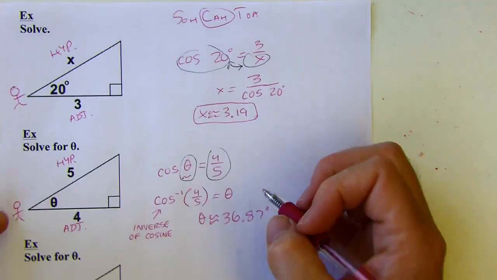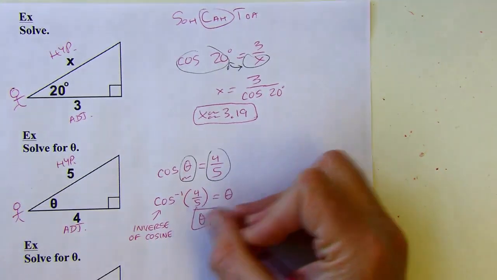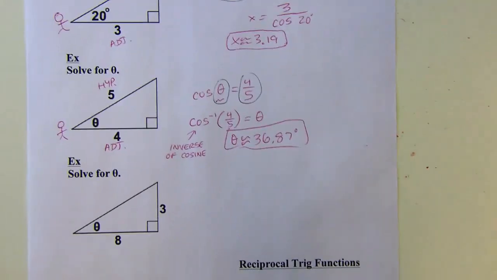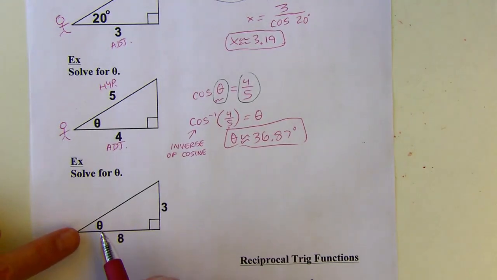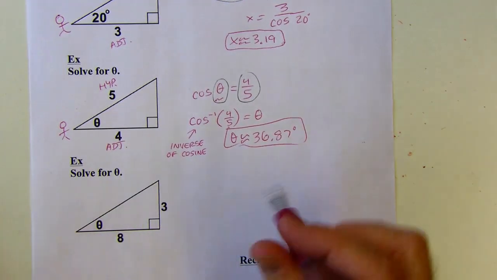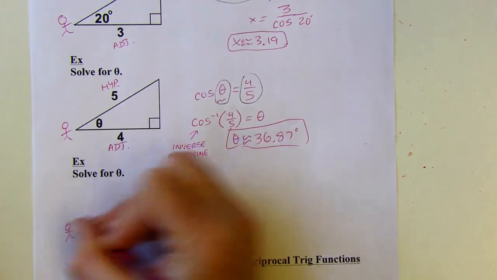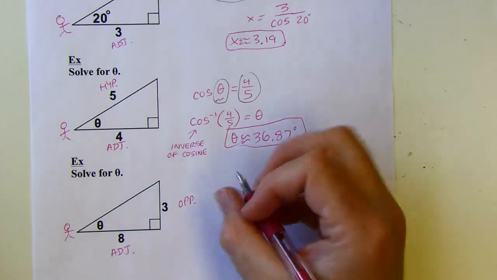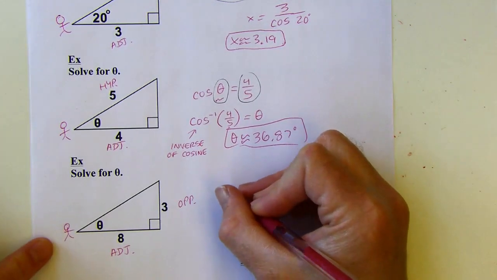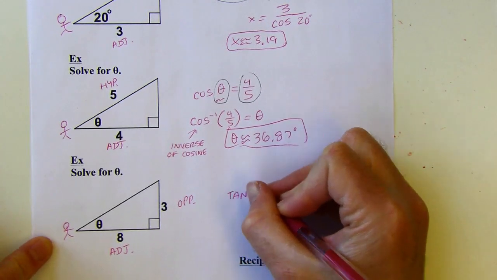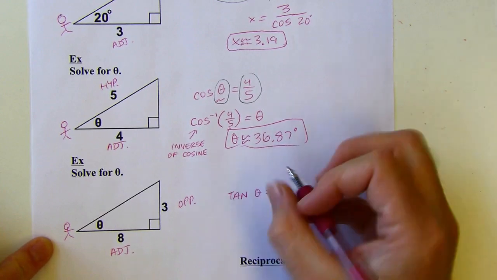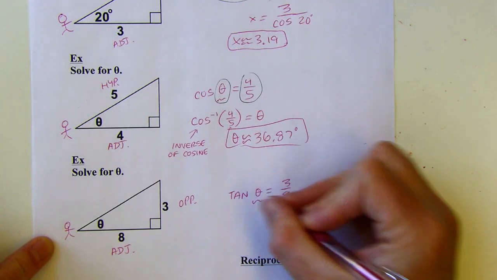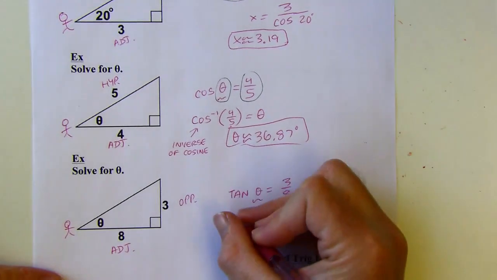And that kind of seems reasonable, right? That could be a 36-degree angle. Sounds reasonable. Okay, let's try another like that. So anytime we're looking for an unknown angle, we're going to end up using an inverse trig function. So from here, I've got opposite and adjacent. And so I'm going to use tangent. That's the TOA part of SOHCAHTOA. So tangent of theta equals 3 over 8. And then I'm going to use inverse tangent to switch the position of those two things.